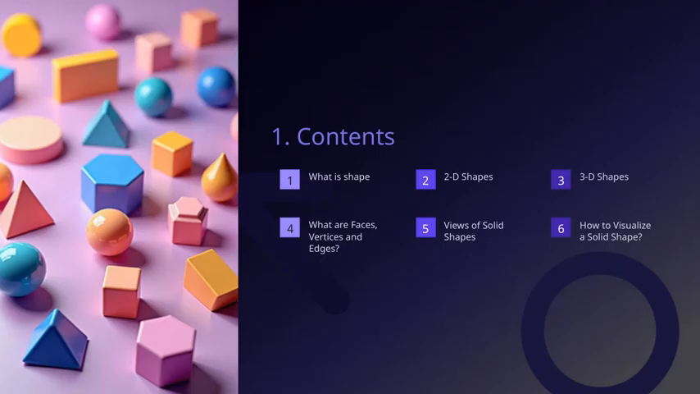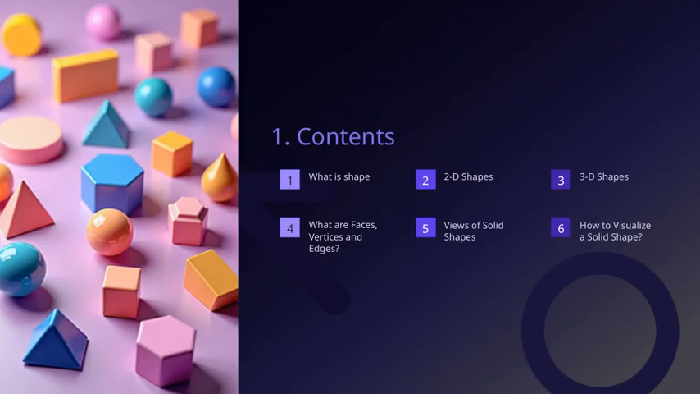Now, let's take a closer look at what shapes actually are. When we talk about shapes, we're referring to the form or outline of objects, whether they're flat or 3-dimensional. This is fundamental because understanding shapes helps us visualize and describe the world around us more effectively. Moving on, an important aspect of understanding shapes, especially in 3 dimensions, is knowing about faces, vertices, and edges. Faces are the flat surfaces that make up a solid shape. Vertices are the points where these faces meet, and edges are the lines where 2 faces come together. Recognizing these components helps us analyze and differentiate various solid shapes.